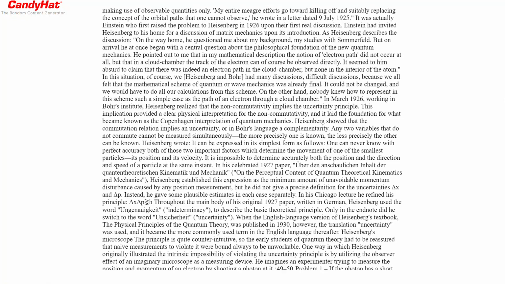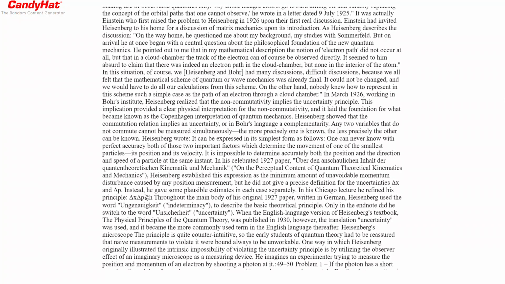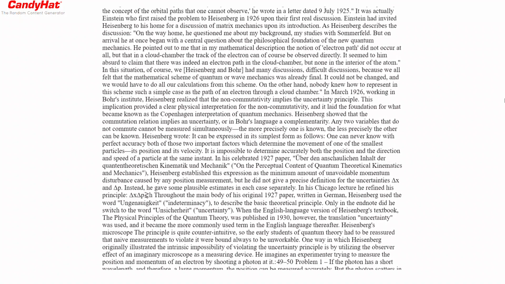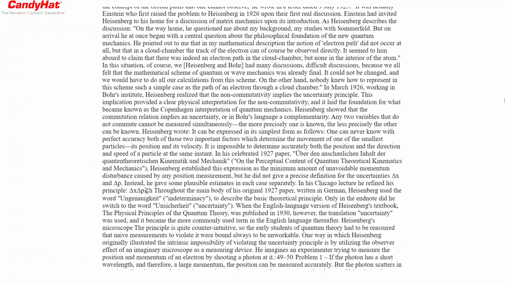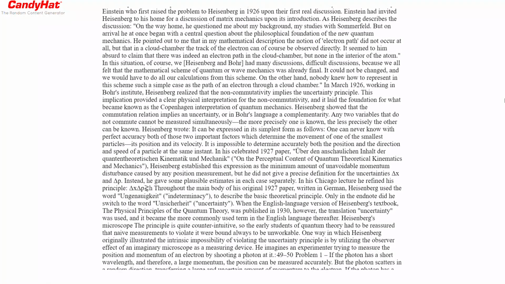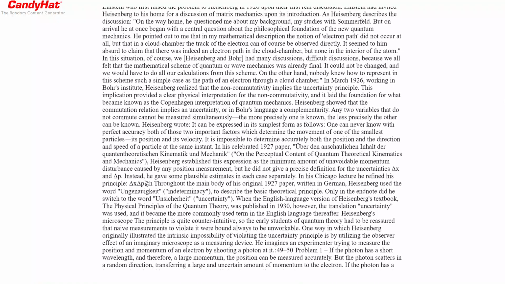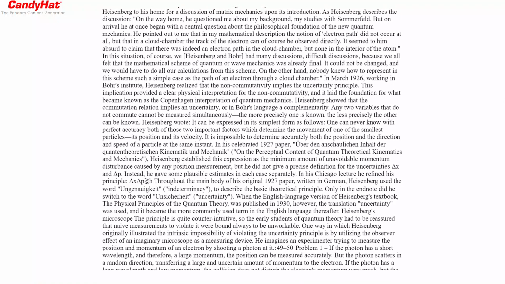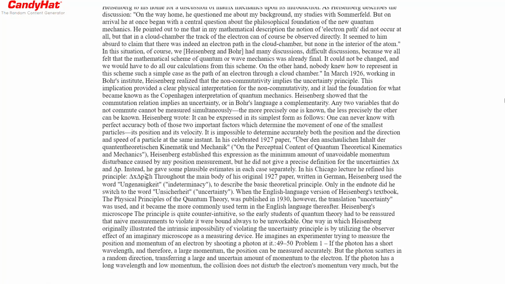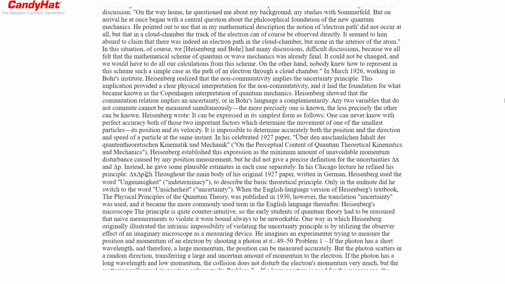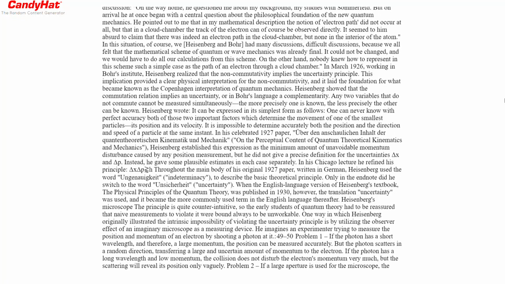Throughout the main body of his original 1927 paper, written in German, Heisenberg used the word Ungenauigkeit, indeterminacy, to describe the basic theoretical principle. Only in the endnote did he switch to the word Unsicherheit, uncertainty. When the English-language version of Heisenberg's textbook, The Physical Principles of the Quantum Theory, was published in 1930, however, the translation uncertainty was used, and it became the more commonly used term in the English language thereafter.